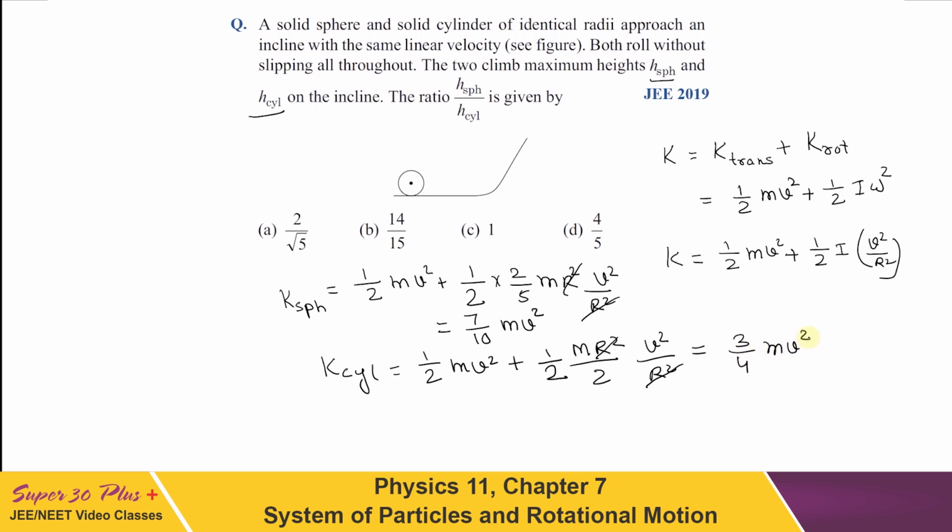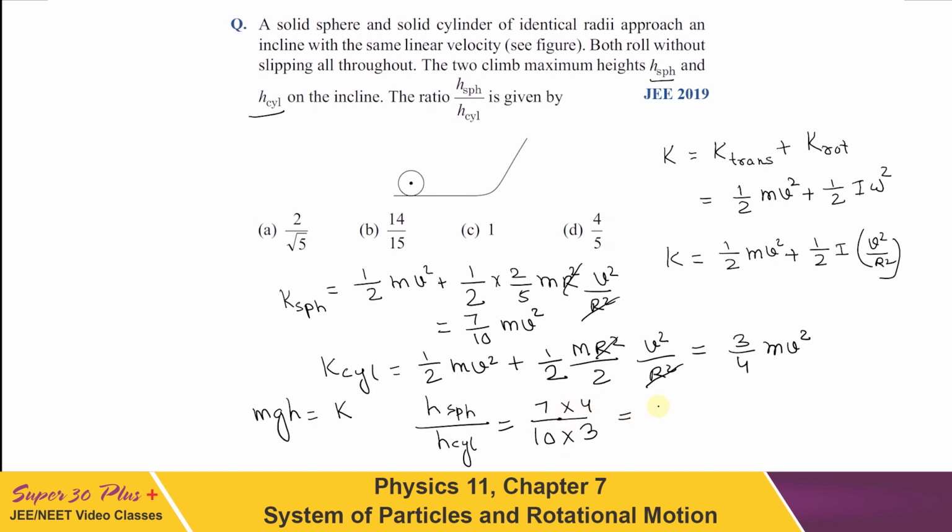Now, from energy conservation, we can write mgh to be equal to kinetic energy. So, for both the objects, that is for the sphere and for the cylinder, we can directly write h of sphere upon h of cylinder to be equal to the ratio of their kinetic energies, which is 7 by 10 into 4 by 3.